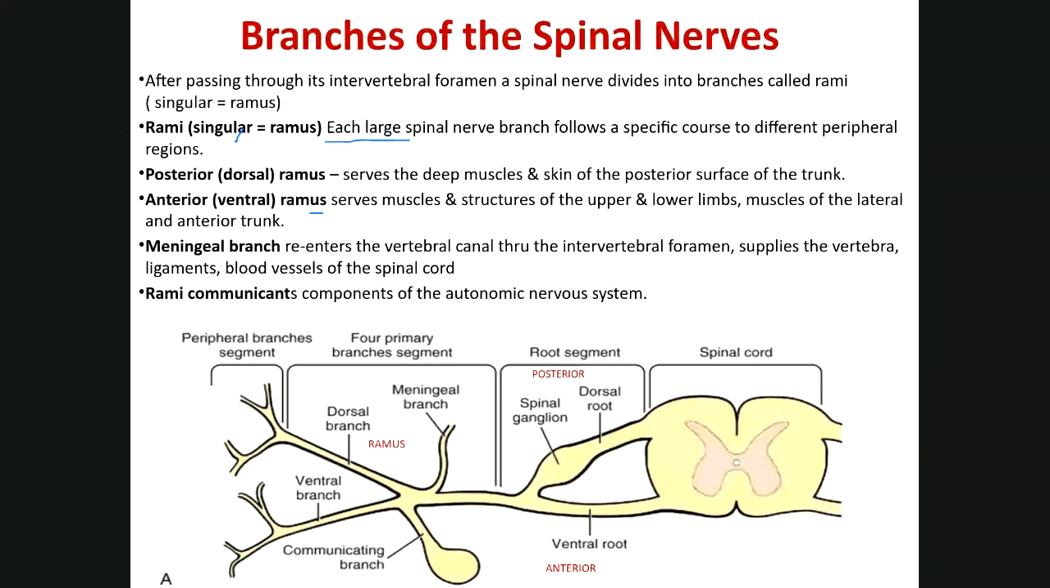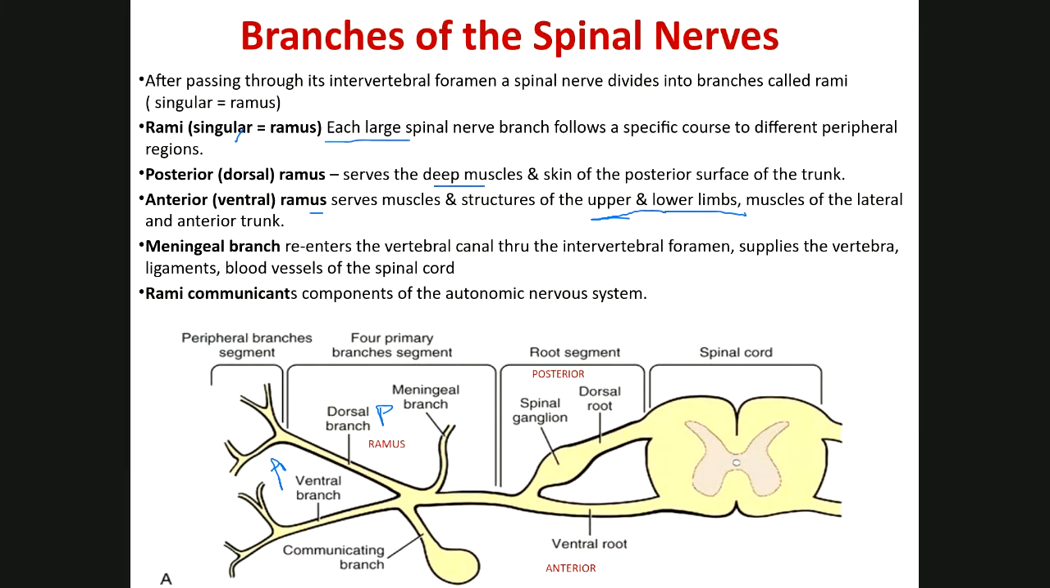So here, remember, dorsal is posterior, ventral is anterior. This dorsal rami is going to go to the posterior surface trunk muscles, the deep muscles and the skin of the posterior surface of the trunk. The anterior ramus is going to be wider because it is going to supply the nerves in the anterior trunk and also supply the upper and lower limb muscles.